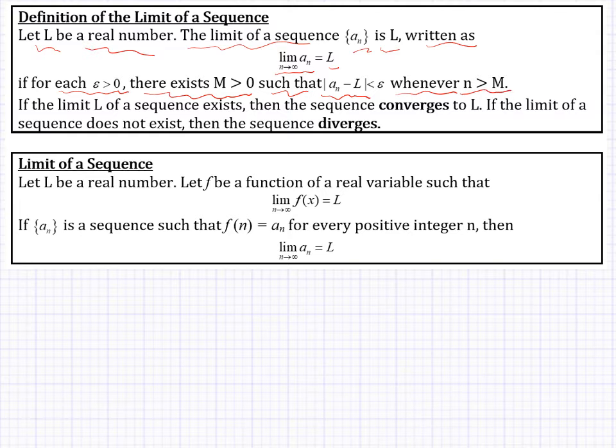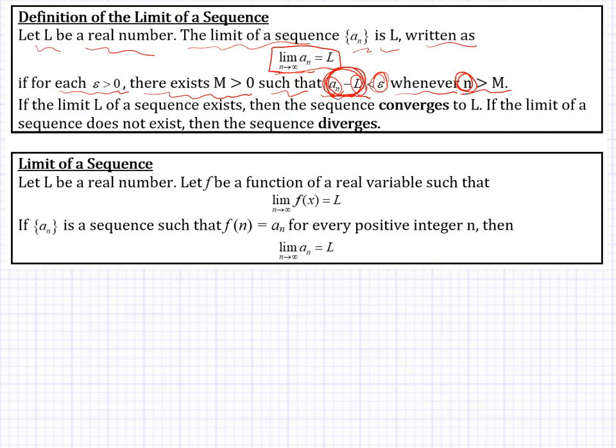This may sound somewhat familiar to you from the delta epsilon definition for limits of functions. And it is exactly that. It's the same concept we had for the limit of a function: in order for the sequence to approach L, the distance between the nth term and the limiting value has to get smaller as n gets bigger. As n gets bigger and bigger and bigger, the distance between the nth term and the limiting value has to get smaller. That's exactly what this is saying.